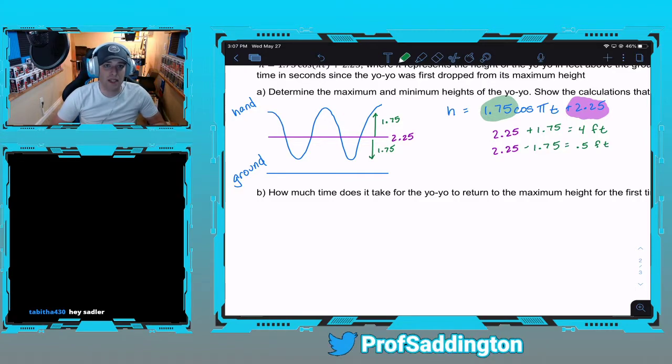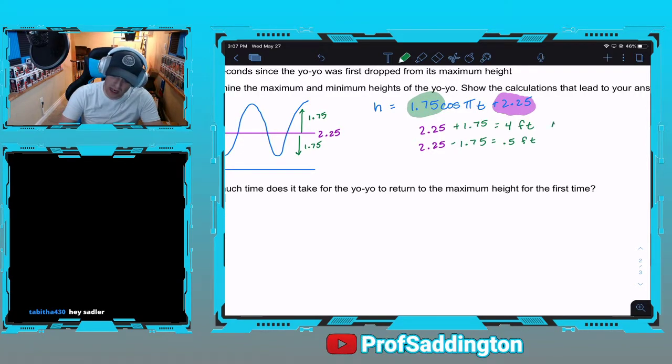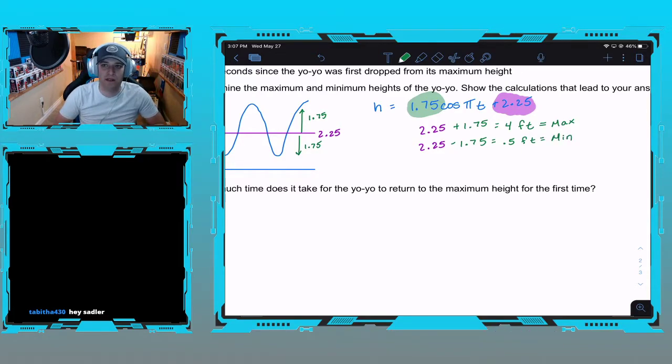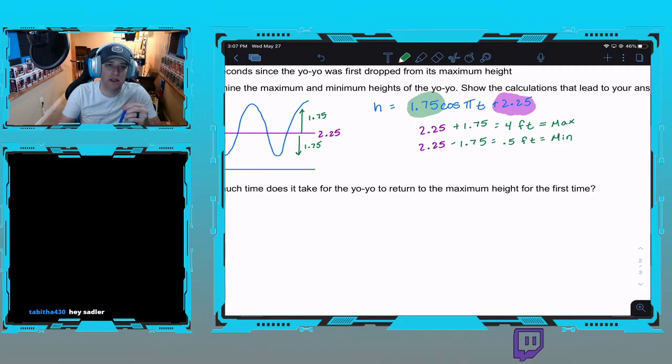So it's asking for the max and min. We now have the max and min. The max is at 4 feet, and the min is at half a foot. It's at 0.5. That's all part A was asking us. That's it.